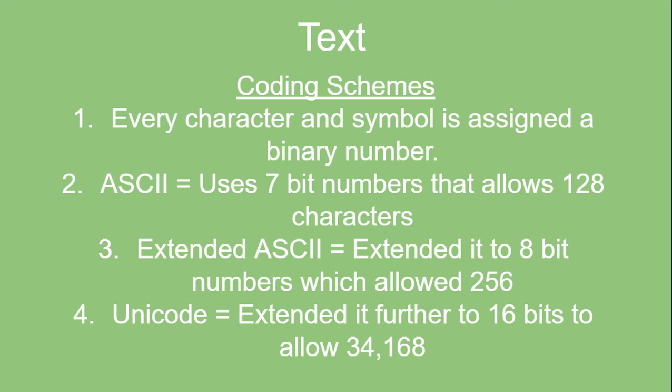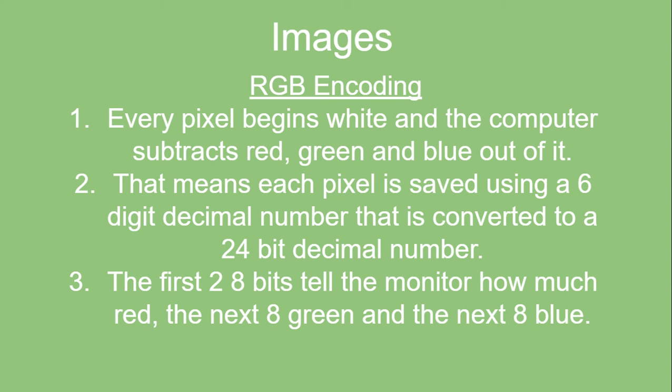Unicode is every single letter takes up 16 bits, a 16-bit word on your hard drive, and that allows us for 34,000 symbols. And so we'll get there eventually, I'm sure. So that's text. And then images we've talked about in this class.